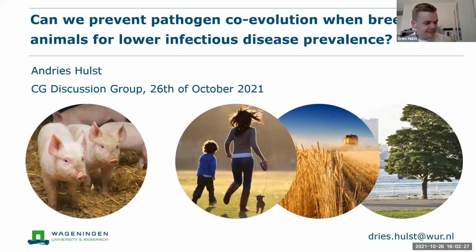Yes, thank you, and thanks for giving me the opportunity to present in this meeting. My name is Andries Hulst. I'm a third-year PhD student now at Wageningen University in the groups of animal breeding and veterinary epidemiology. Today we'll be talking about my work on pathogen co-evolution following genetic selection for lower infectious disease prevalence.